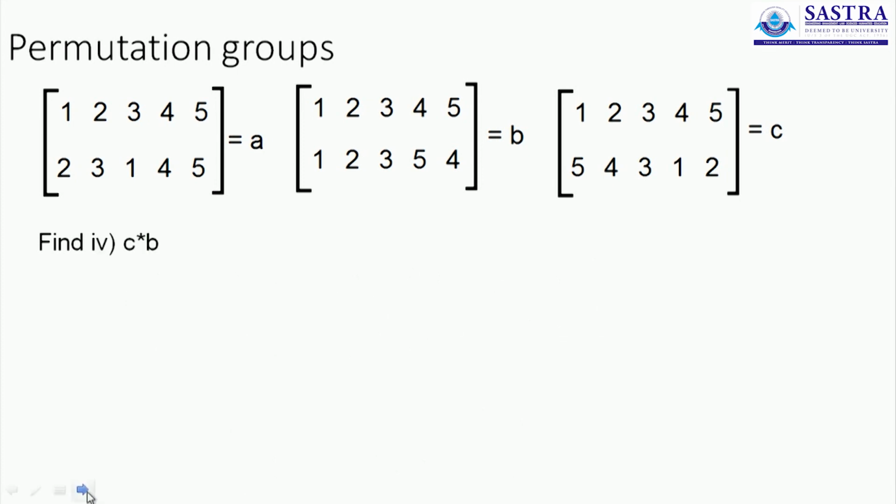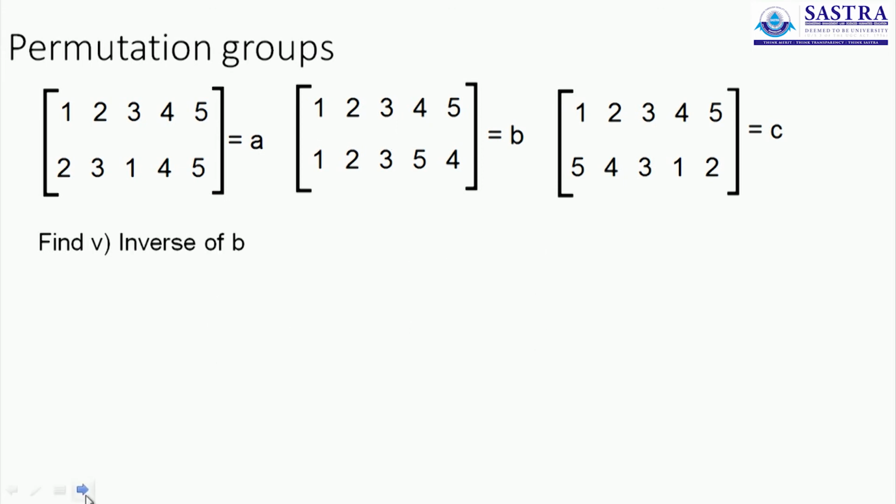C star B. Let's write down C. C is here and B is here. C star B, we will once again follow the images carefully. Remember, we will operate from the left. So C comes first, followed by B. We will follow the images of C. So 1 to 5 to 4. So 1 goes to 4. 2 to 4 to 5. 2 goes to 5. 3 to 3 to 3. 3 is unchanged. 4 to 1 to 1. 4 is still 1. 5 to 2 to 2. 5 is 2. That's your C star B.